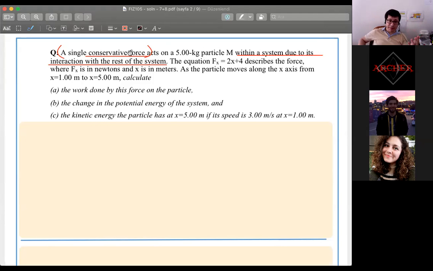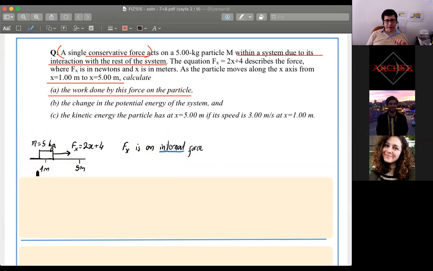Moreover, since this is a conservative force, another important thing. So, we have the given force equation, Fx equals 2x plus 4, and the particle has a displacement from x equals 1 meter to 5 meters. So calculate the work done by this force on the particle. It's just asking to calculate the work. That's it. No mention of potential energy, no nothing. We will just calculate the work.